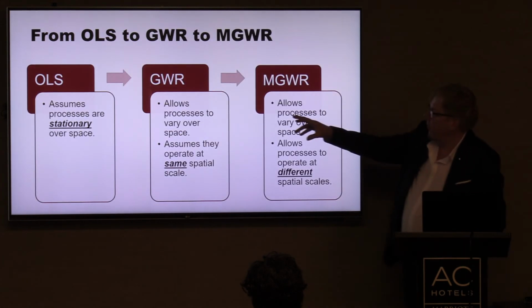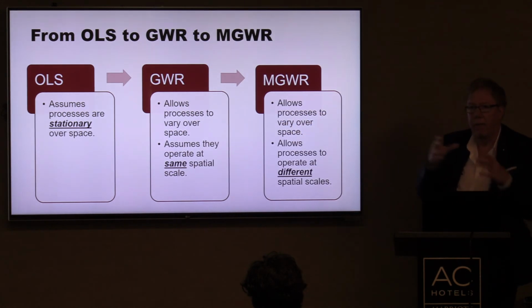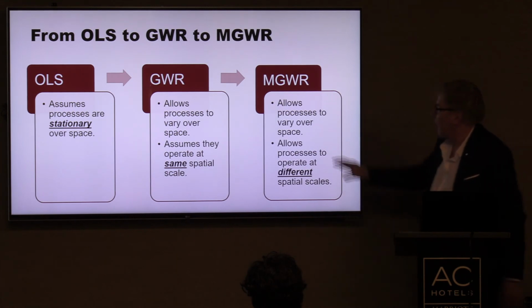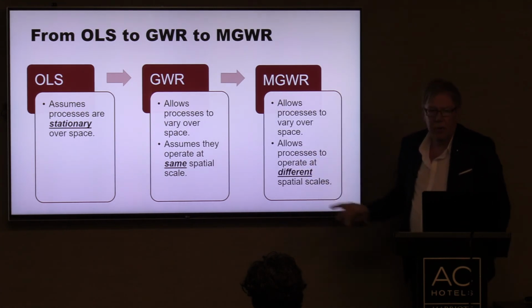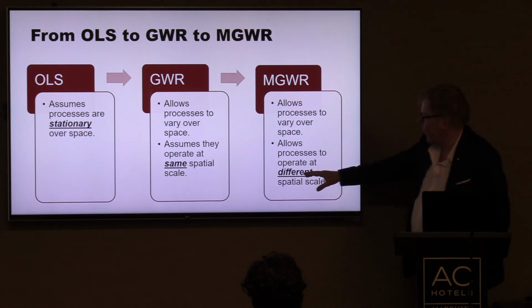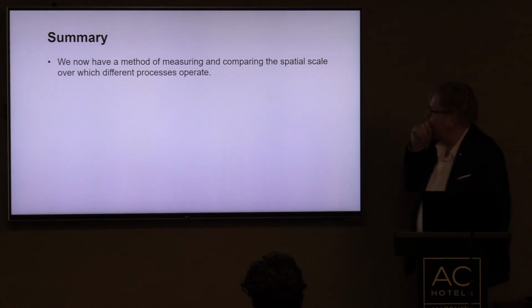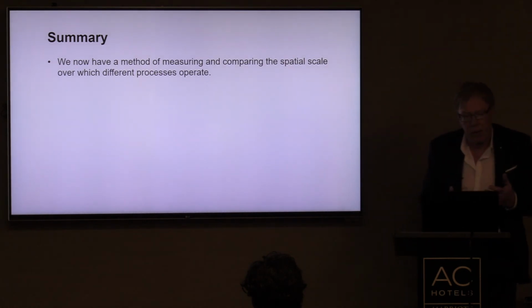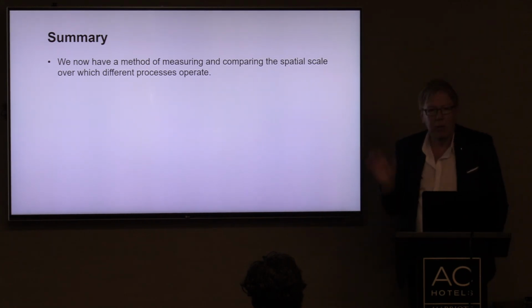So what we've gone from is OLS to GWR, which just had one bandwidth. It was an average across all covariates, to now MGWR, which allows processes to operate at different spatial scales. And that's the important thing for this meeting. So just to summarize, we now have a method of measuring and comparing the spatial scale over which different processes operate.